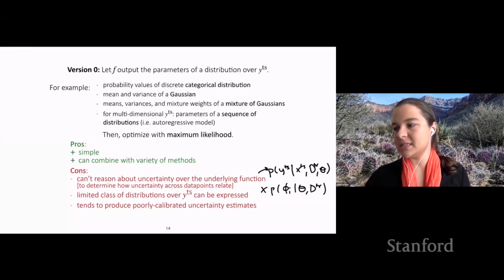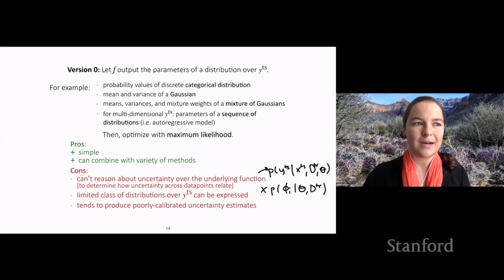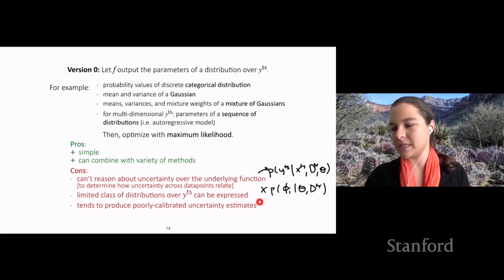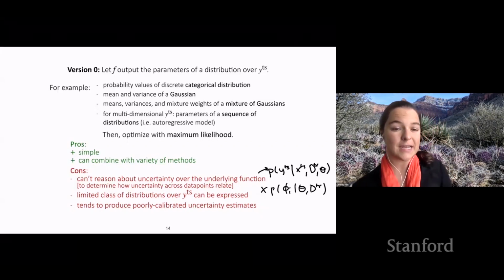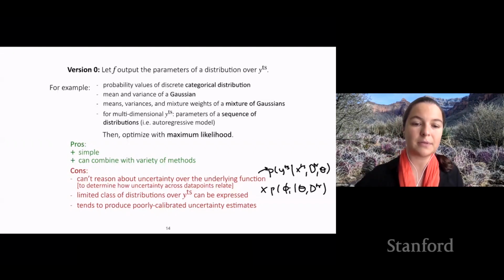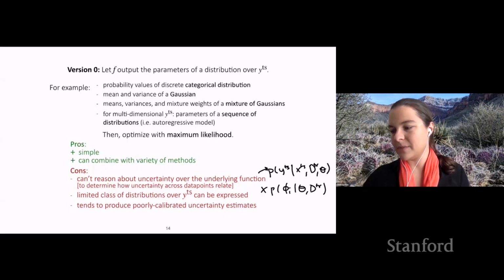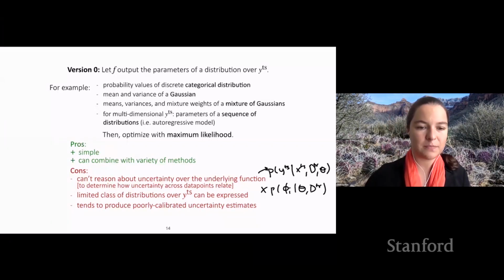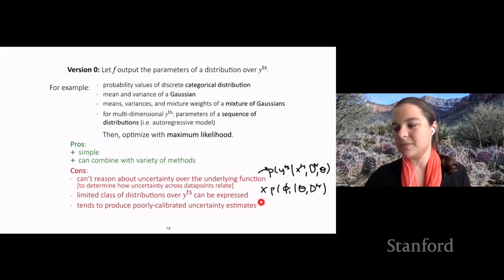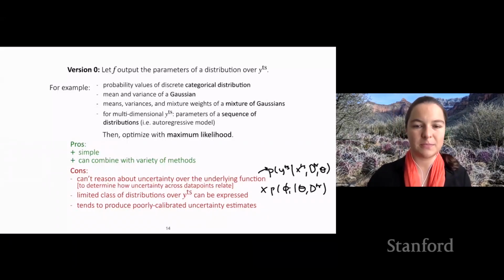And lastly, this kind of approach actually tends to produce poorly calibrated uncertainty estimates. Neural networks tend to overfit in some sense. This allows you to represent the uncertainty over noise in the data, but it doesn't allow you to represent uncertainty with regard to the model parameters itself. And if, for example, you give it an out-of-distribution input, then this kind of approach tends to give you uncertainty estimates that are overconfident.